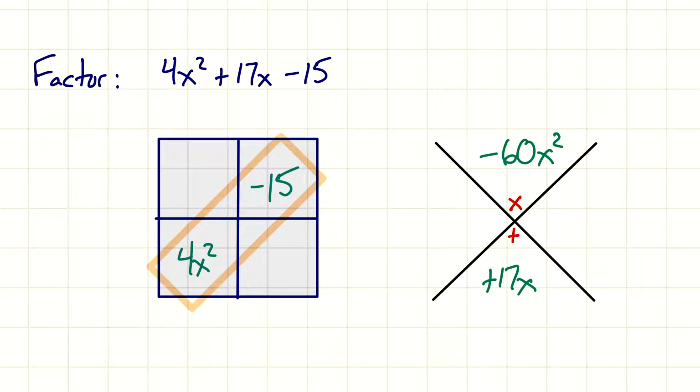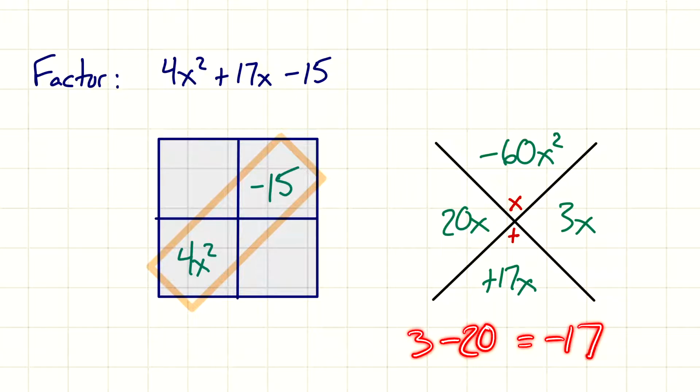All right, so off the top of my head, I'm thinking 20 times 3. So 20x times 3x. 20 times 3 is 60. But I do need this to be negative. So one of these has to be negative. So since I do not want to have 20 negative, be careful here. If you do 3 minus 20, that's going to give you a negative 17, which we do not want. We want a positive 17.